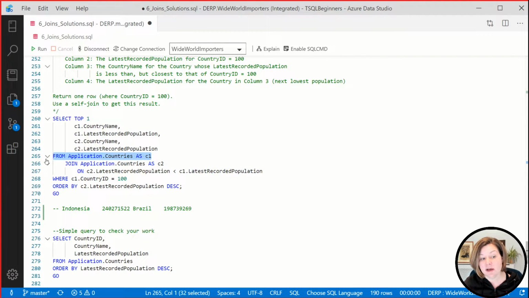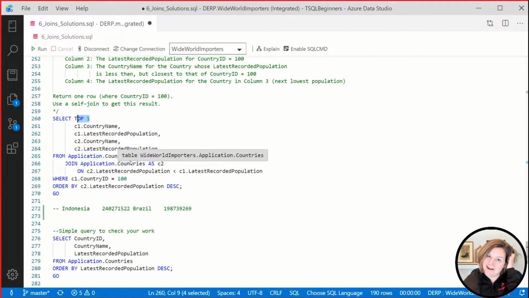So the table C1 is, we're finding just one row from that table. We're pulling back a row for country ID 100. And here we're saying, okay, we want to match with every row from the countries table, aliased as C2, but only every row that has a lower population. We are then ordering by that lower population descending, and just taking the top one row.